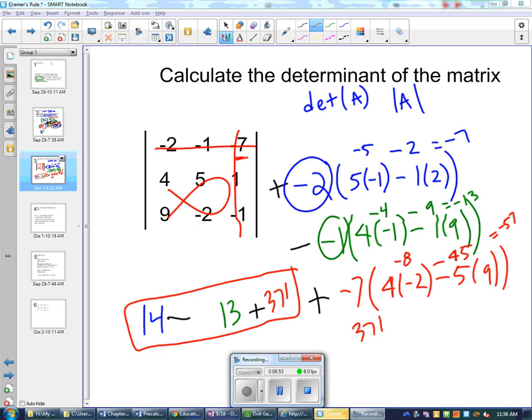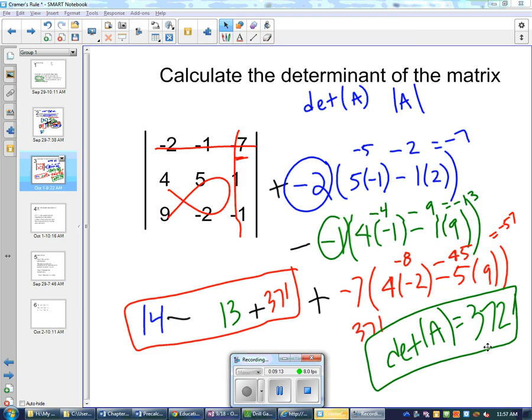Okay, so now we're going to put the three pieces together. So 14 minus 13, that's 1, plus 371 will be 372. So the determinant here is 372. The determinant of matrix A is 372.